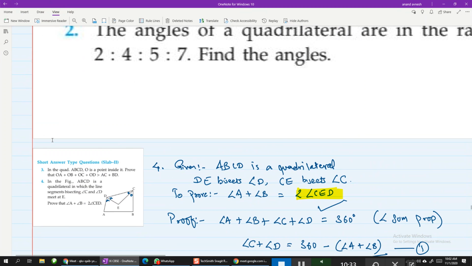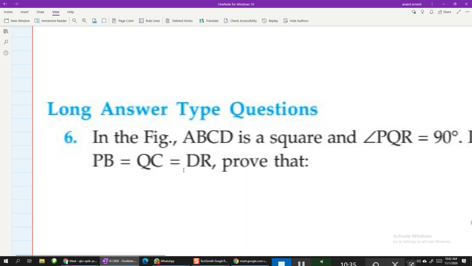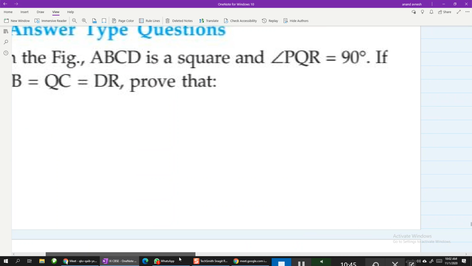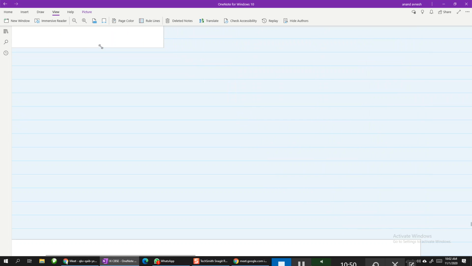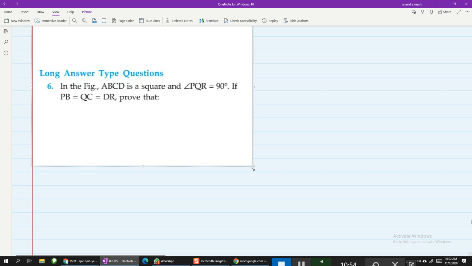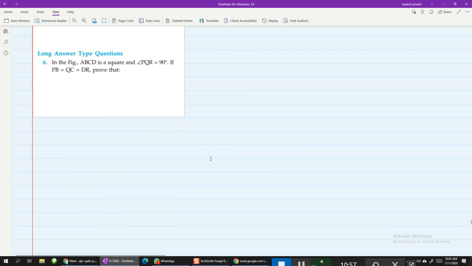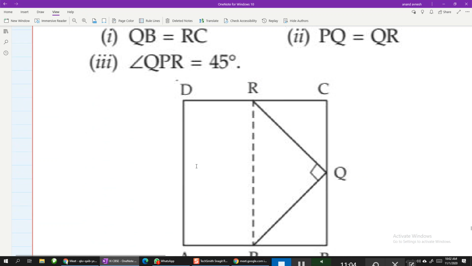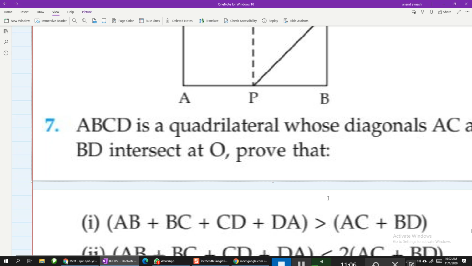Sir, can you please show question number 6? Yeah, question number 6. So in figure, there is a figure over here. Yeah, great. We will keep this along with it as well.